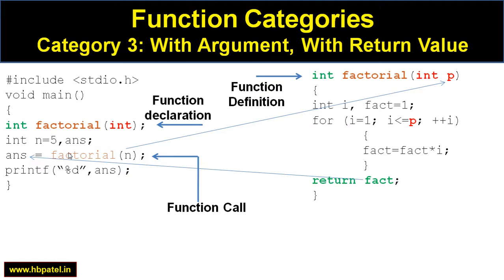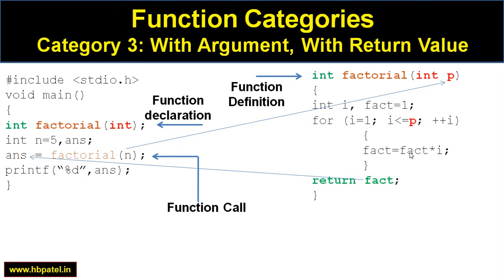Then I am calling this function factorial in bracket n. What is n? n is 5. So I am calling the function factorial 5. Now this n is copied into p. So what will be the value of p? It will be 5. And this loop will be repeated 5 times, i equal to 1, 2, 3, 4, 5. So the answer will be 120.